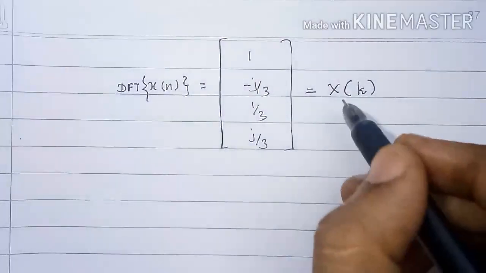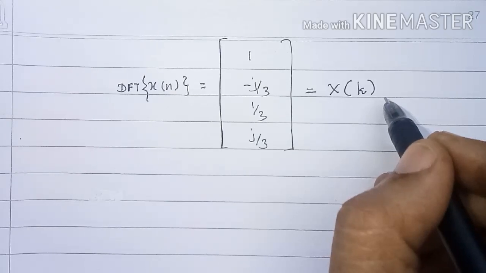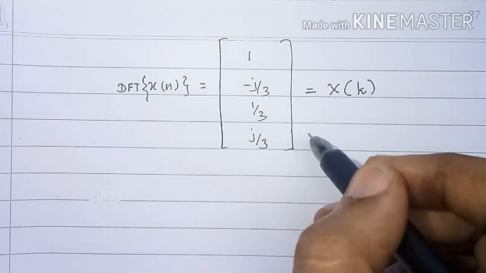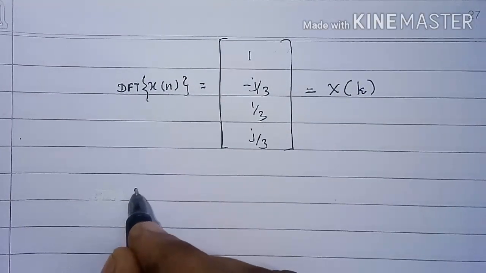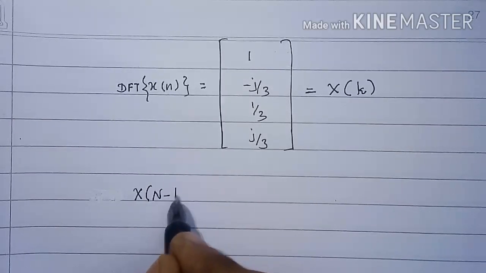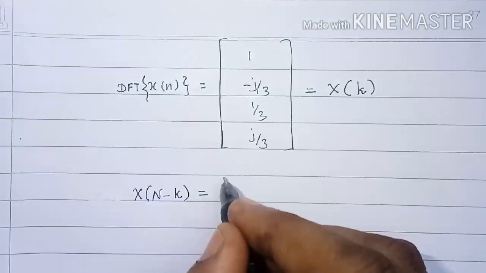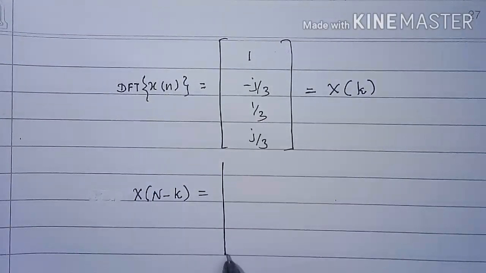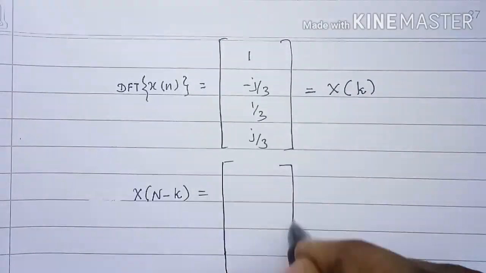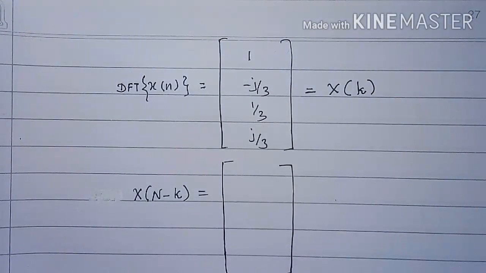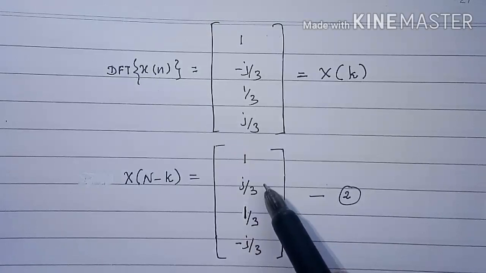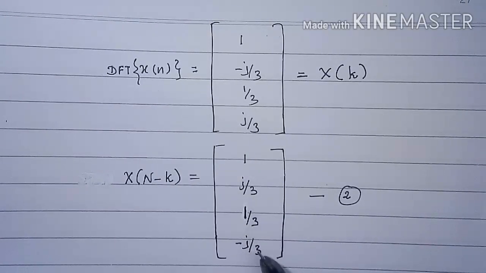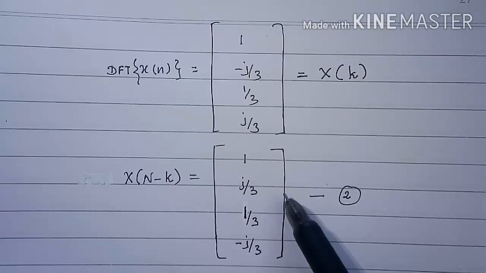Now we will compute X of N minus k. That is, we will reverse the sequence in the frequency domain. X of N minus k is 1, j by 3, 1 by 3, minus j by 3. Here the reversing process is the same as reversing x of n.